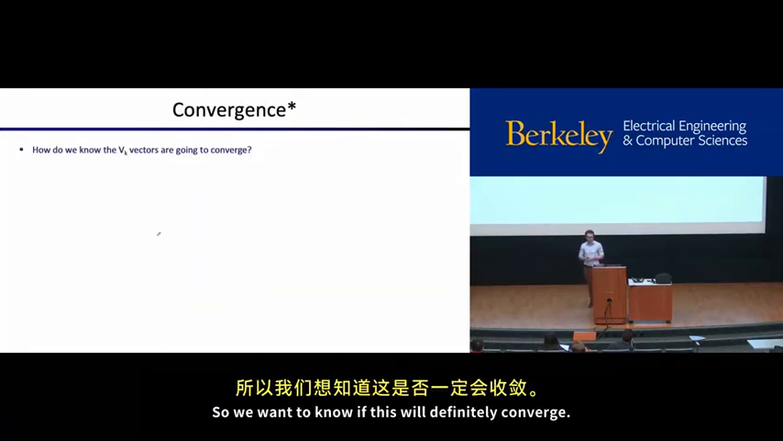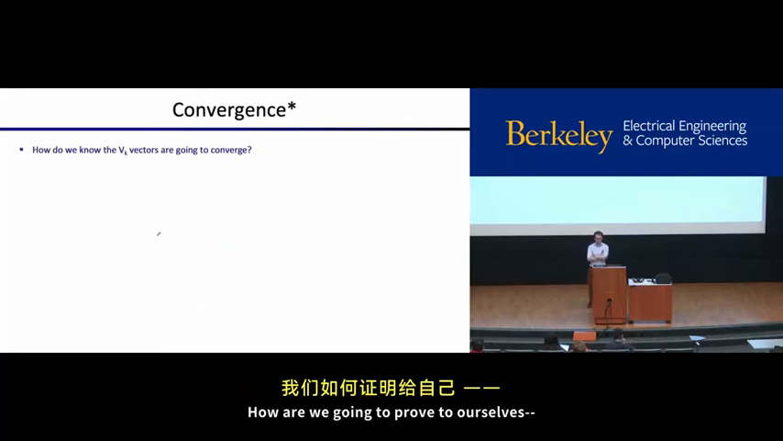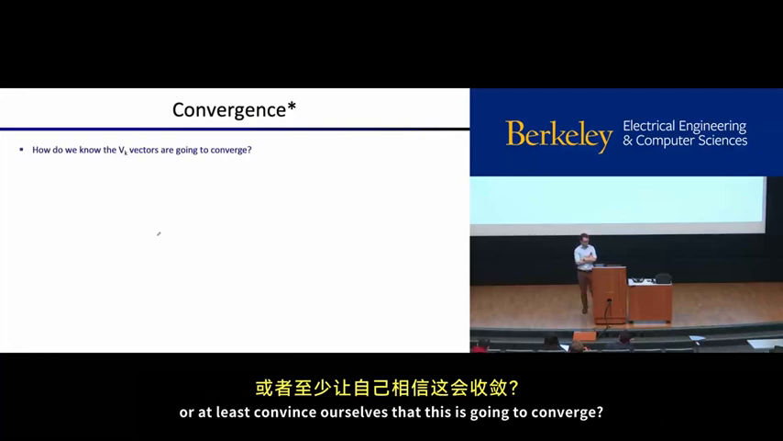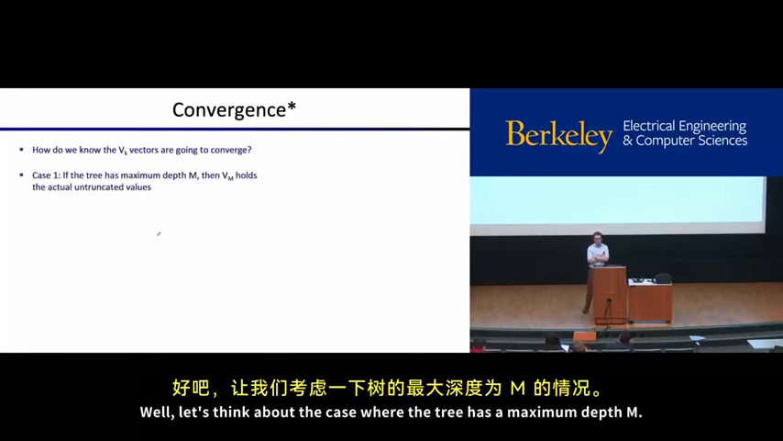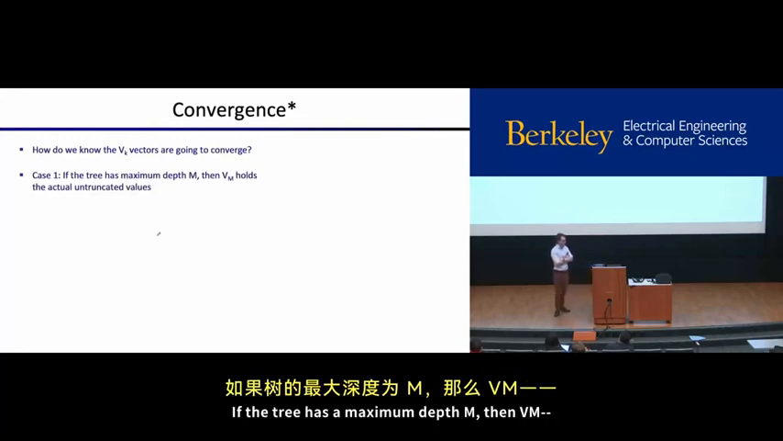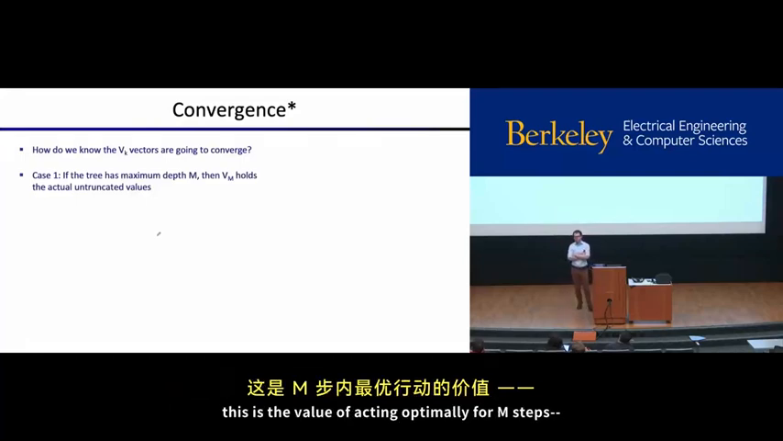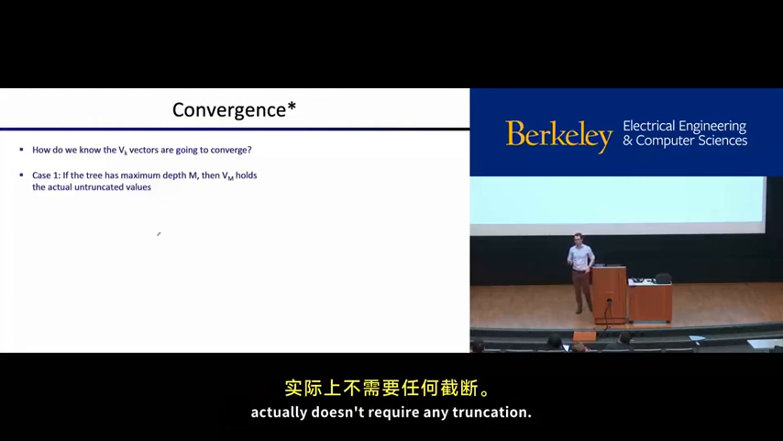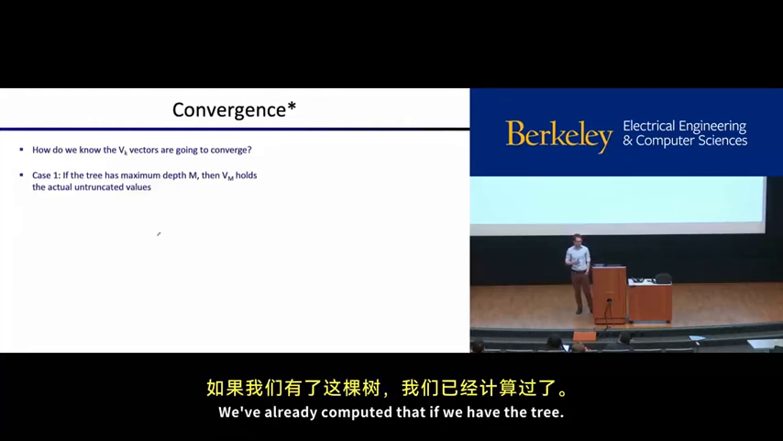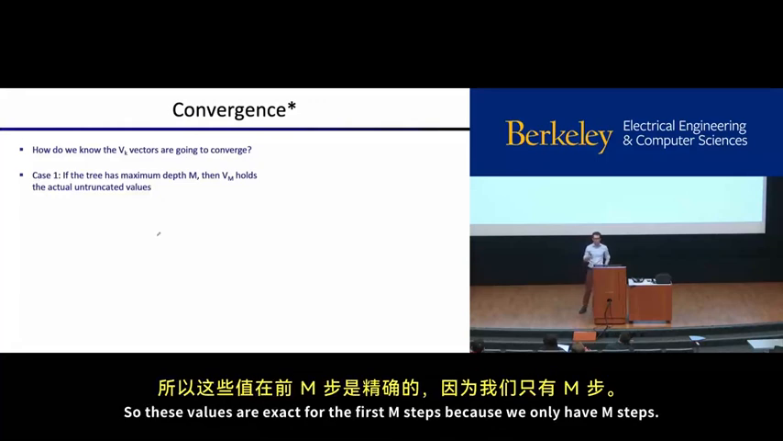Okay, so we want to know if this will definitely converge. How are we going to prove to ourselves, or at least convince ourselves, that this is going to converge? Well, let's think about the case where the tree has a maximum depth m. If the tree has a maximum depth m, then Vm, the value of acting optimally for m steps, actually doesn't require any truncation. We've already computed that if we have the tree. So these values are exact for the first m steps because we only have m steps.